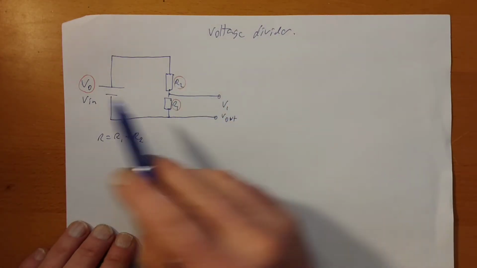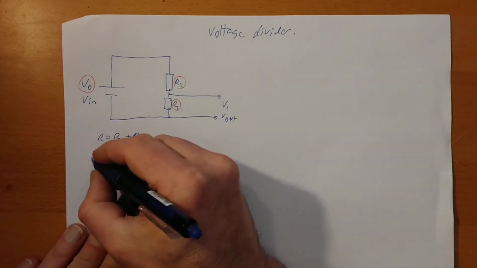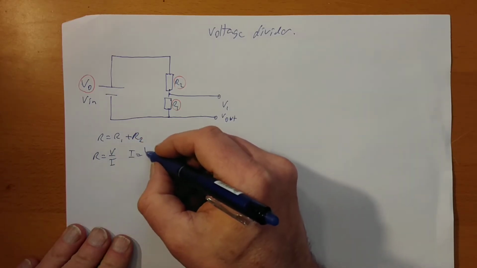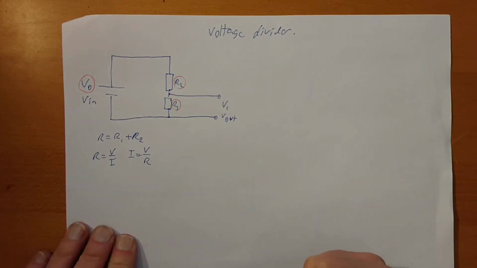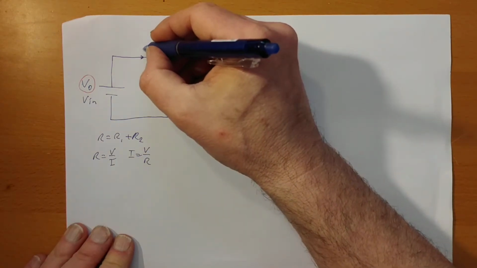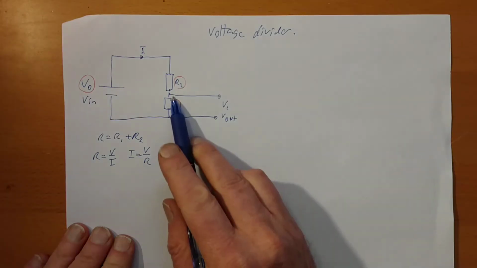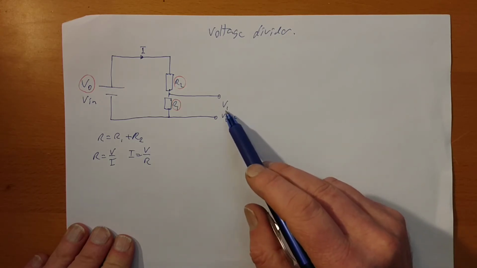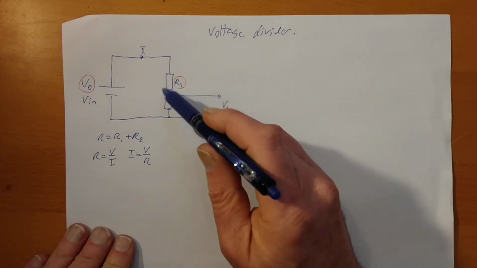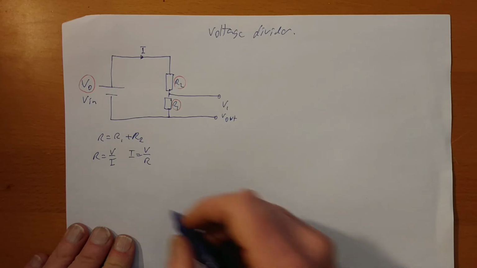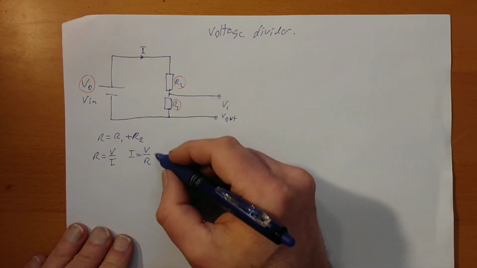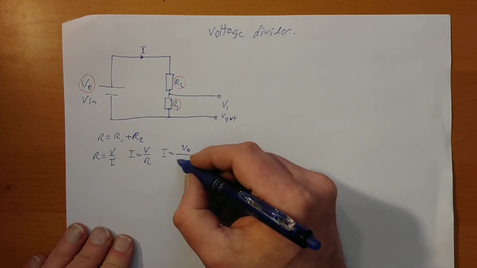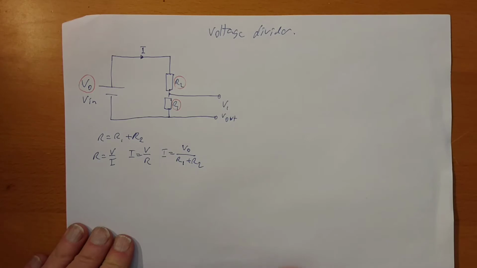And if we know the total resistance here and we know the voltage, by Ohm's law, R equals V over I, or I equals V over R, we can calculate the current going through this divider. And by the way, we assume that the load, what we connect here, is basically just a voltmeter or something that takes very little current. So we assume no current is going out this way. Okay, so we can calculate the current here as the voltage we have, so that is V0 divided by the total resistance R1 plus R2.